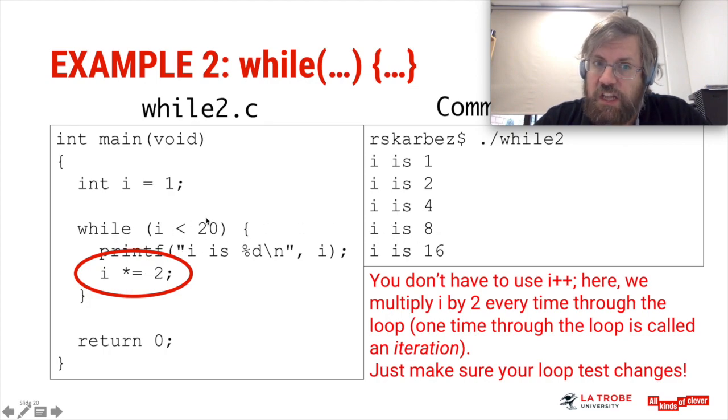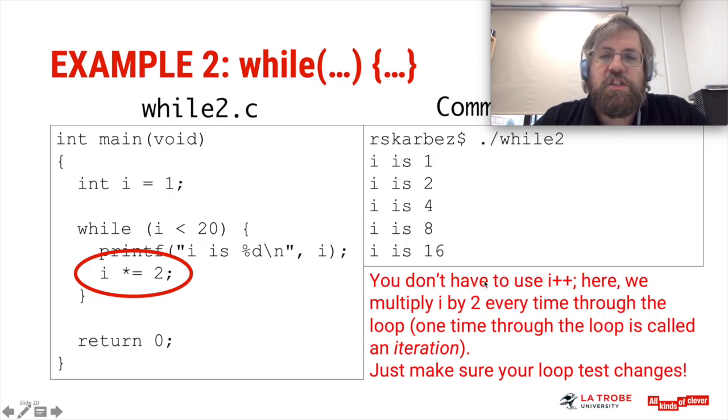Is 16 less than 20? Yes. Print I is 16. Multiply by 2. I is now 32. Is 32 less than 20? No. So we end. We go to return 0. We end the program. We don't see I is 32.